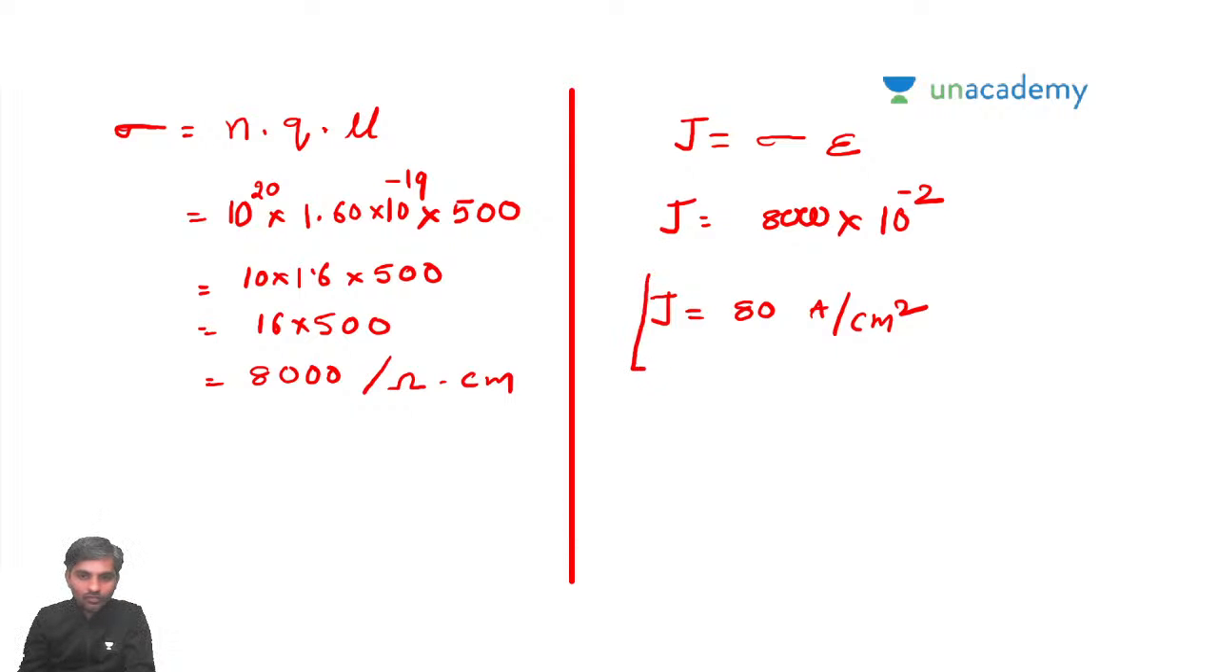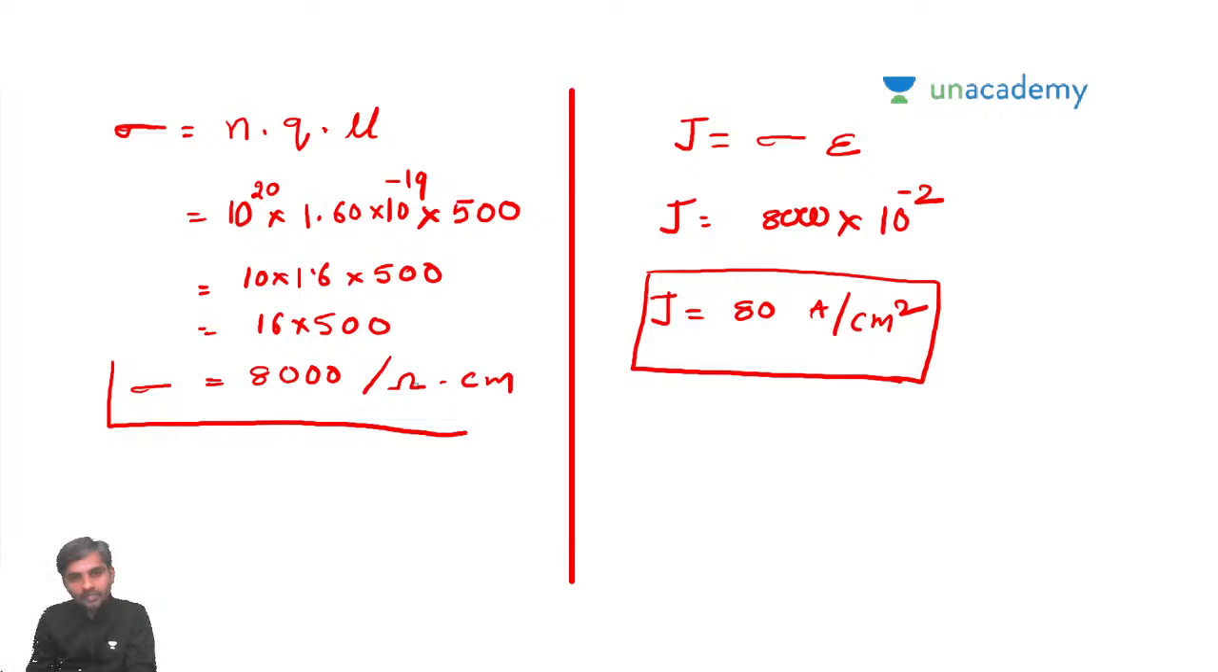So this is the sigma value and this is the J value. Sigma is going to be 8,000.